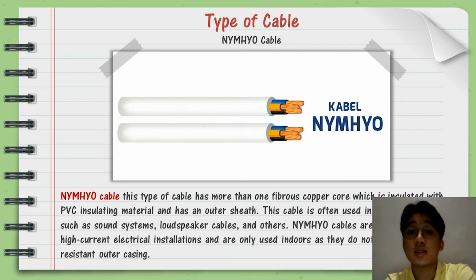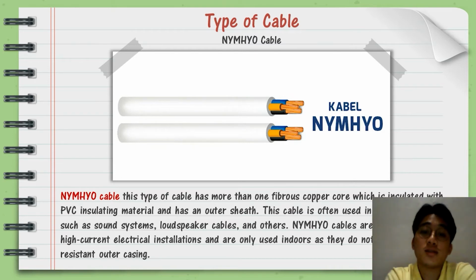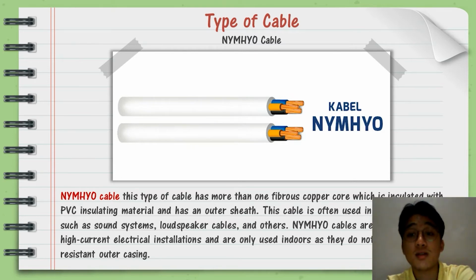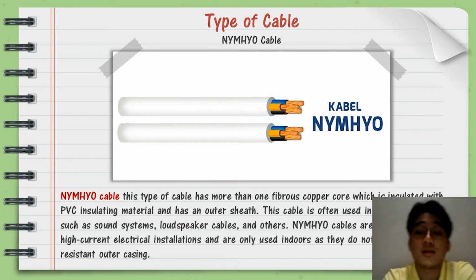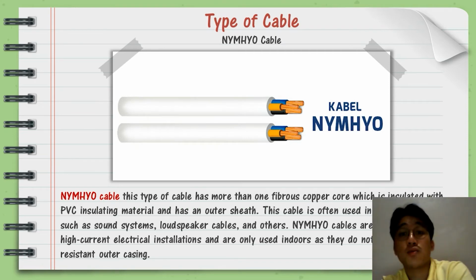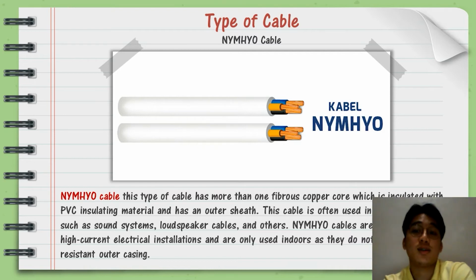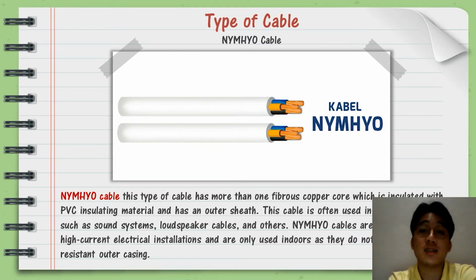The next one is NYMHYO cable. This type of cable has more than one fibrous copper core, which is insulated with PVC insulating material and has an outer sheath strap. This cable is often used in audio equipment, such as sound systems, loudspeaker cables, and others. NYMHYO cables are not designed for high current electrical installation and are only used indoors as they do not have a weather resistant alternative.